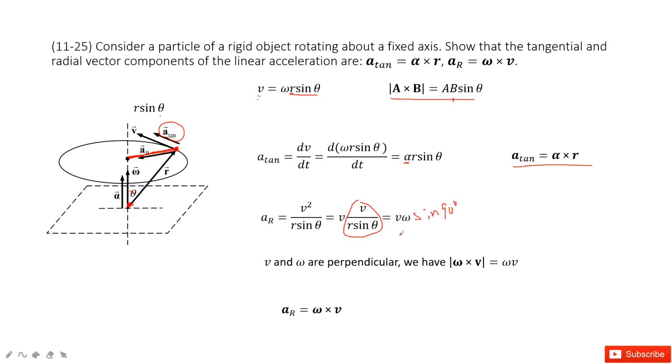And then we still find a_r equals v omega sine 90 degrees. The angle between them is just 90 degrees, and then we still consider this equation. We find a_r is omega cross v.